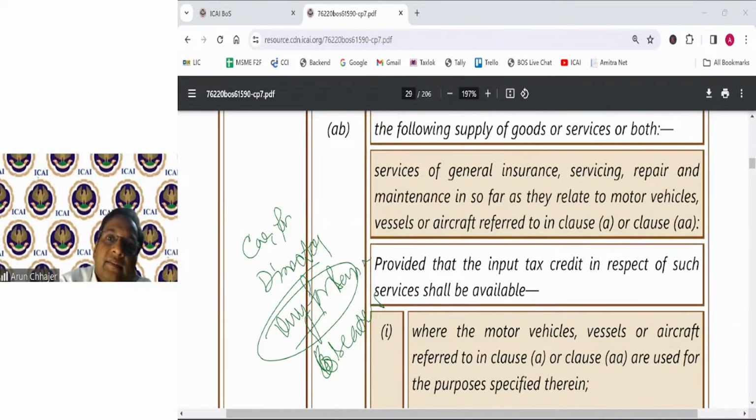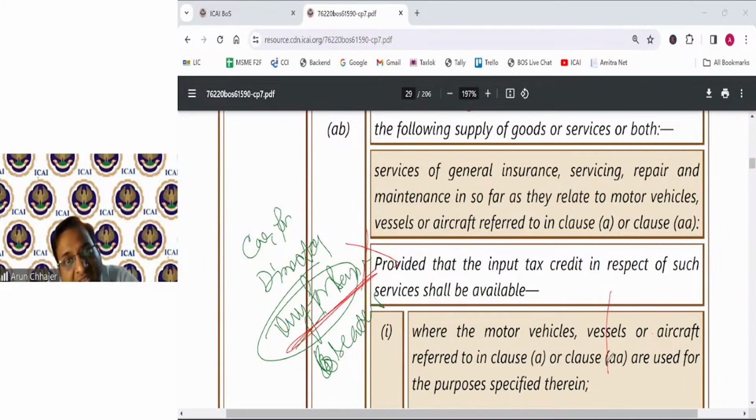I can say, if the car is being used for the director only for the business purpose, this sentence is irrelevant. Why is it irrelevant? We have discussed in 17 subsection 5, notwithstanding anything contained in 16(1).